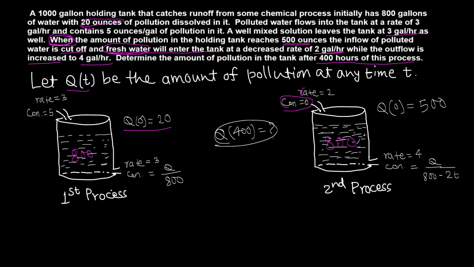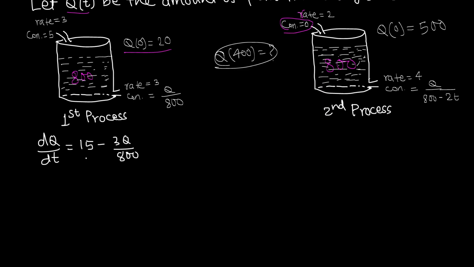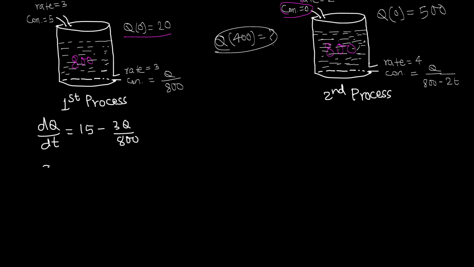So that will be dQ/dt equals rate in, flow rate, we multiply 3 times 5, 15, minus 3 times Q over 800, and we have Q0 equals 20. This is separable as well as linear, but I'm going to make it linear. Bring this to the left side: dQ/dt plus 3/800 Q equals 15.